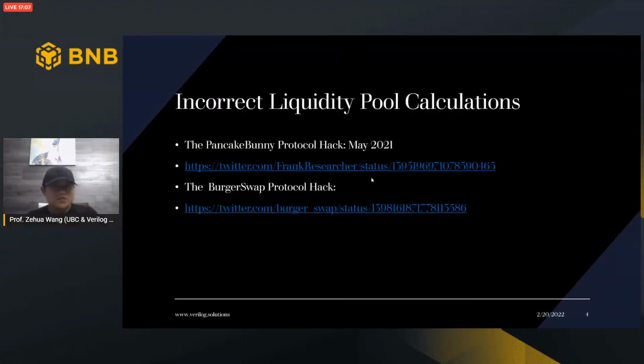Okay, let's go into more details. For the incorrect liquidity pool calculation, I just want to mention two of them. We do have more. At least in the last year, in 2021, we had four or five of this kind of flash loan attack. I'll just put two of them here. One is the Pancake Bunny protocol hack in May of 2021. Another one is the Burger Swap protocol hack.